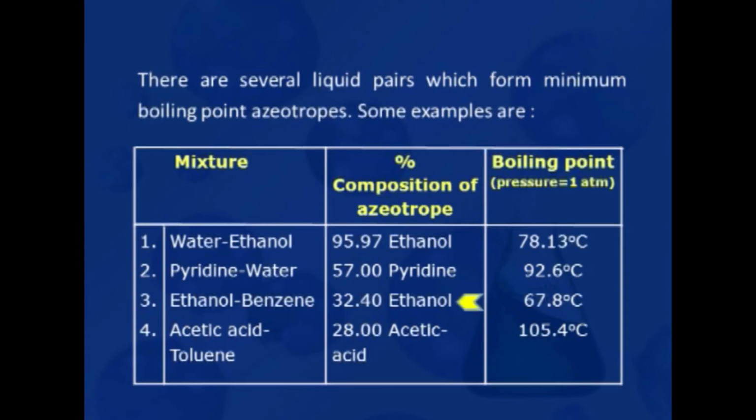In this solution, 32.4% ethanol is taken and it boils at 67.8 degrees Celsius. Acetic acid and toluene also form minimum boiling azeotropic solution and it boils at 105.4 degrees Celsius with a composition of 28% acetic acid.